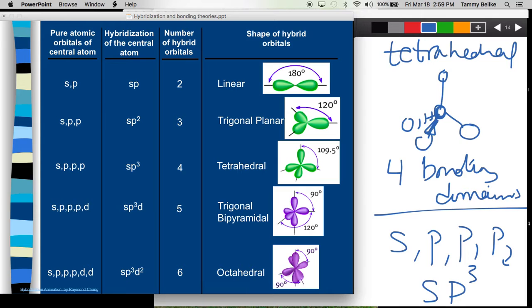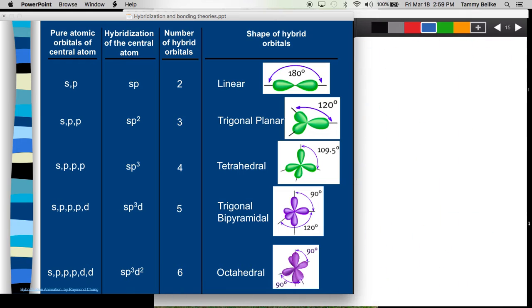Okay. Now when you start getting into the bigger molecules, the ones that are trigonal bipyramidal and octahedral, those 2 molecules, you need more orbitals to hybridize. So in addition to having the s and the 3 p's, now we're starting into the d's. Okay, so the trigonal bipyramidal needs to have sp3d hybridization, whereas octahedral is sp3d2.